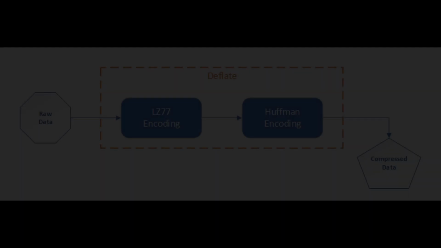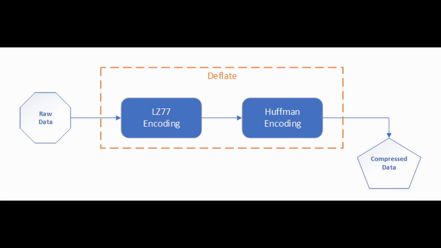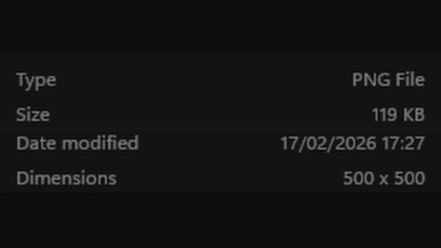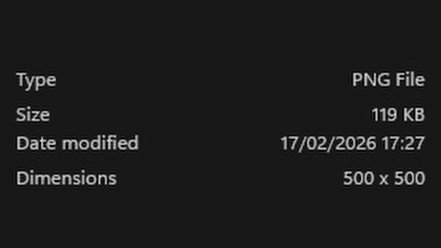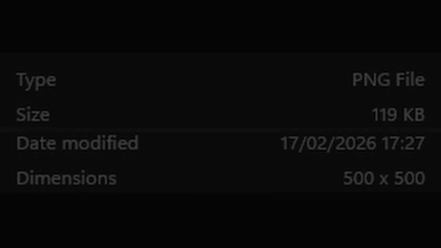The compression algorithm is based on the deflate algorithm. First, the image data is filtered to reorganize pixel information in a way that increases repeated patterns. Then deflate compresses this data by combining LZ77 encoding with Huffman coding to reduce redundancy efficiently. Due to being lossless, sharp edges and precise details stay sharp and detailed, but that comes at a cost of being a larger file size than lossy formats like JPEGs.